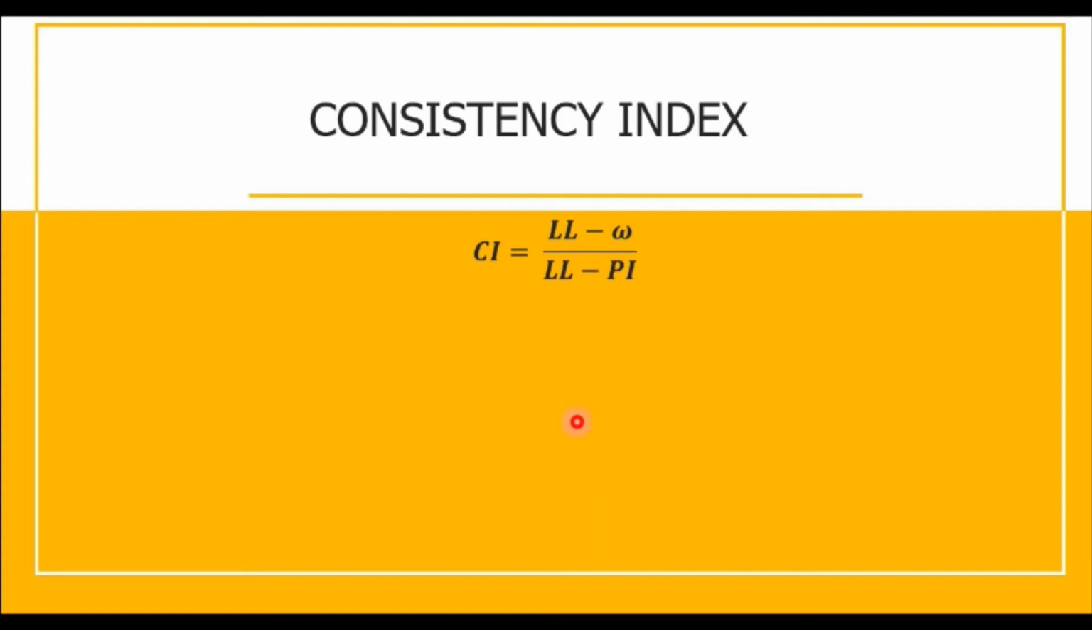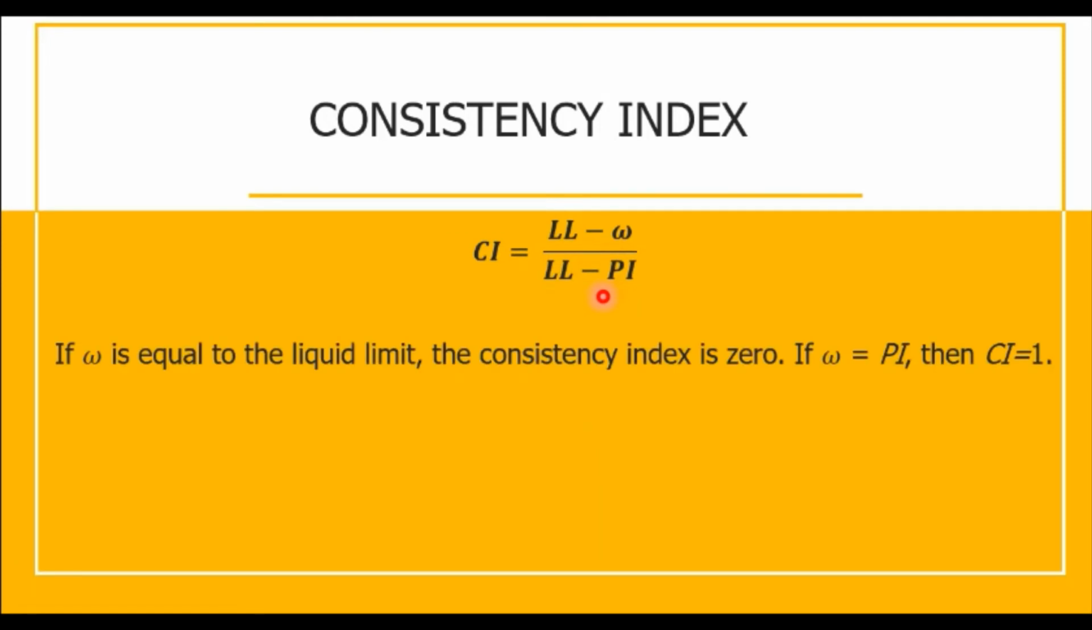Also, we have what we call the consistency index in order to define the behavior of the soil. CI is equal to the liquid limit minus the moisture content all over the plasticity index. If the moisture content is equal to the liquid limit, the consistency index is 0, because the numerator becomes 0. If the moisture content is equal to the plastic limit, then CI is equal to 1, because the values are the same.